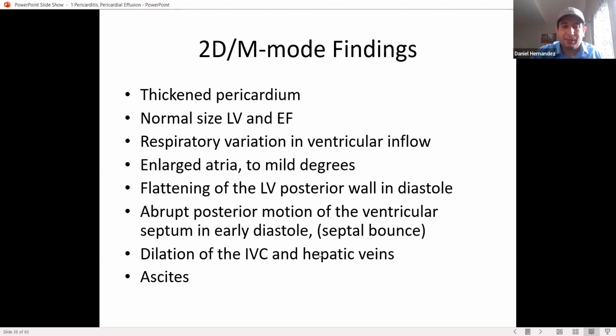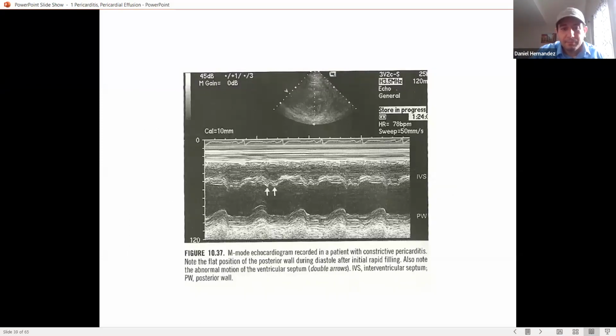Then again, dilatation of the IVC and hepatic veins might be present because of the inability of the heart to expand and the increased right atrial and right ventricular pressures. So this is just showing that septal bounce.